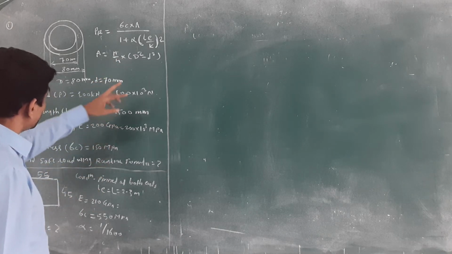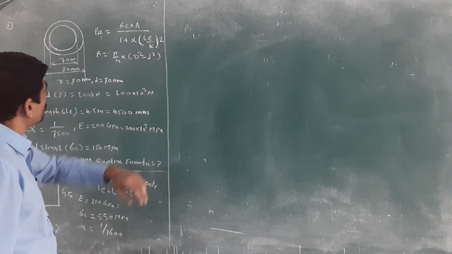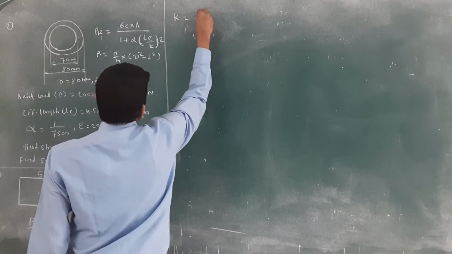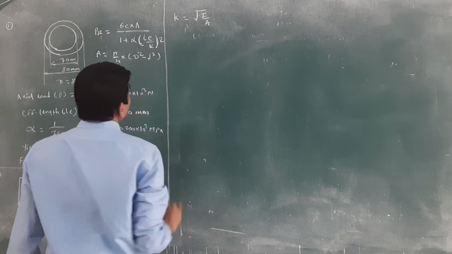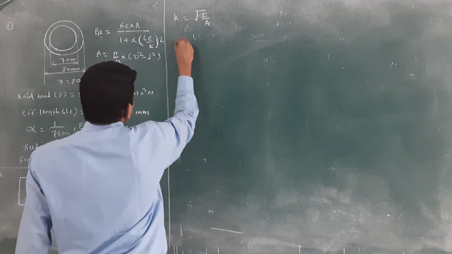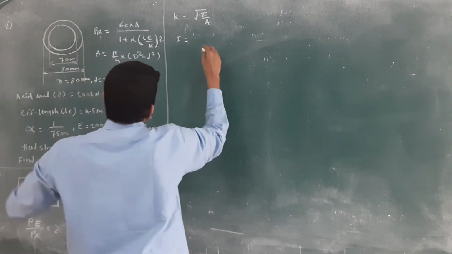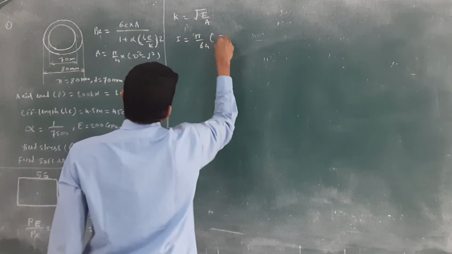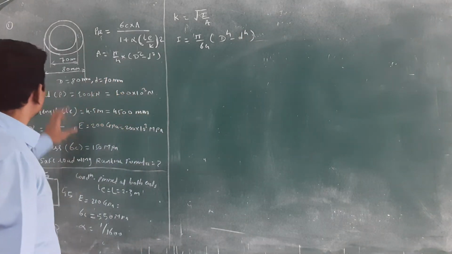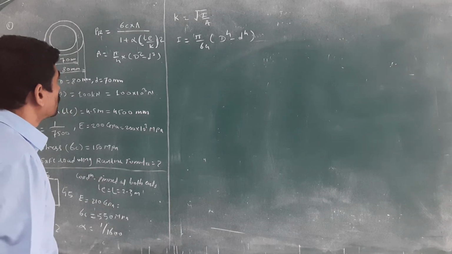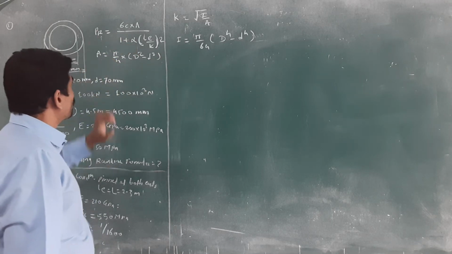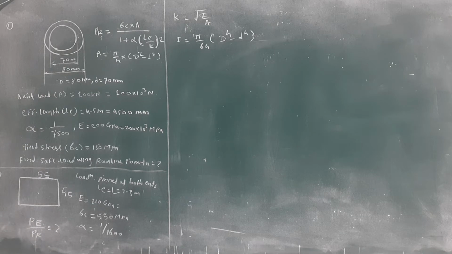Then what do we want to calculate? We want to calculate the radius of gyration, K. How to calculate that K? We know the formula: K is equal to root of I by A. And how to calculate the I? I is the moment of inertia of the given component: pi by 64 into (outside diameter raised to 4 minus inside diameter raised to 4). This is the formula for the hollow section. Already we have seen it in unit number 3. Once you have calculated all this, then easily we can calculate the safe load using the Rankine formula.